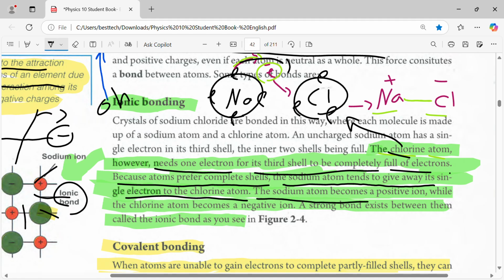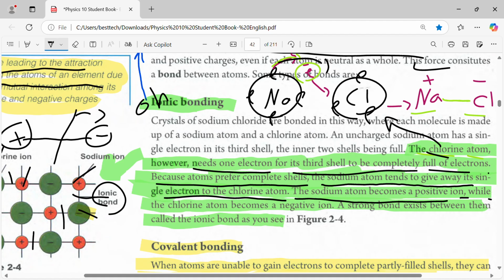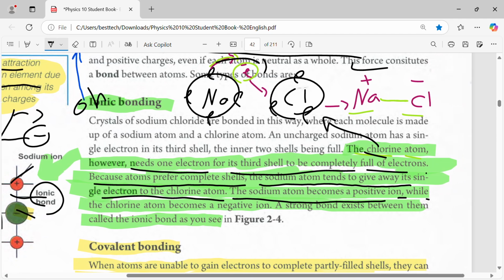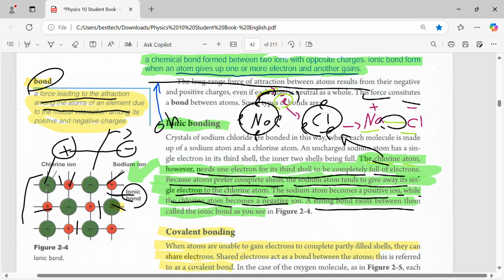The sodium atom becomes positive, while the chlorine atom becomes what? Sorry, the chlorine becomes negative. Then, last, a strong bond exists between them. In general, sodium kicks out an electron, the Cl receives the electron, Na becomes positive, Cl becomes negative, and a bond exists between Na and Cl. So this is called ionic bonding, guys.